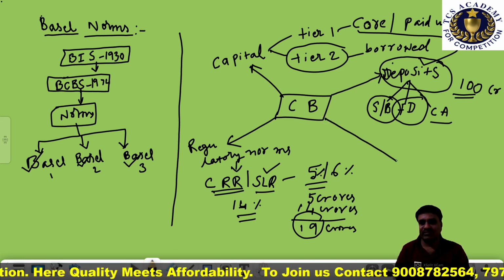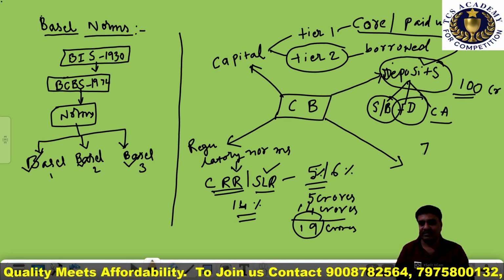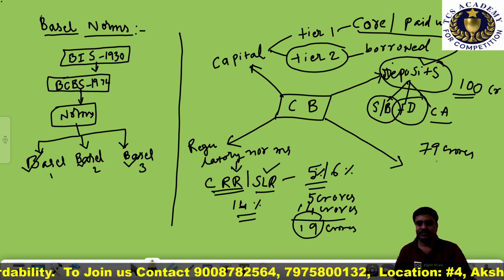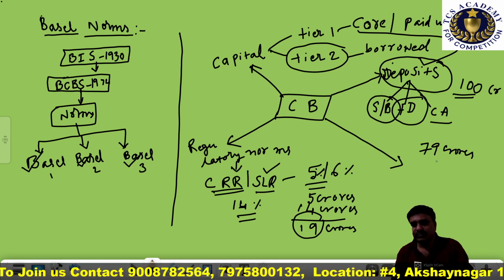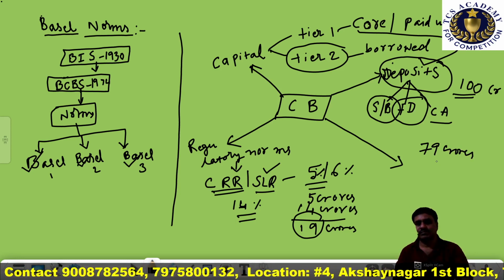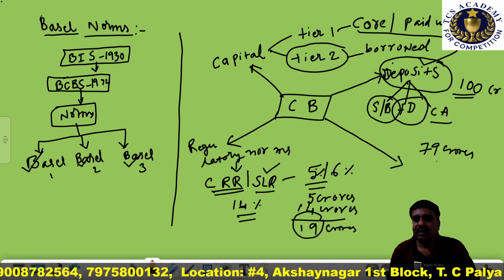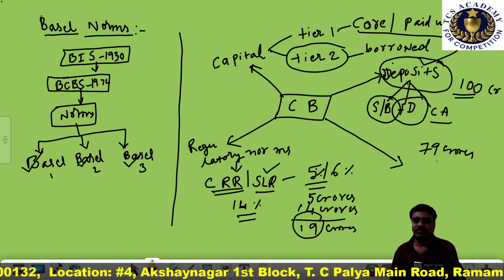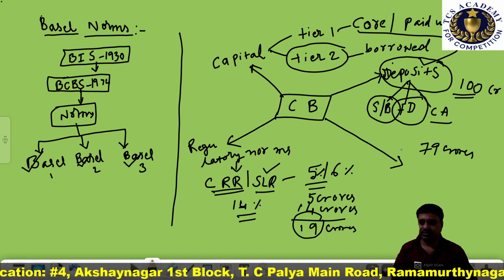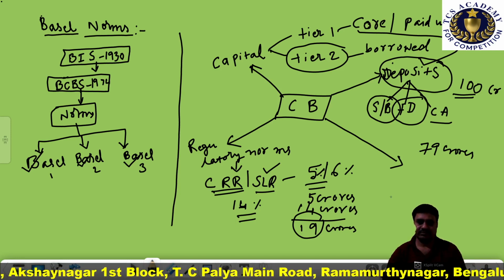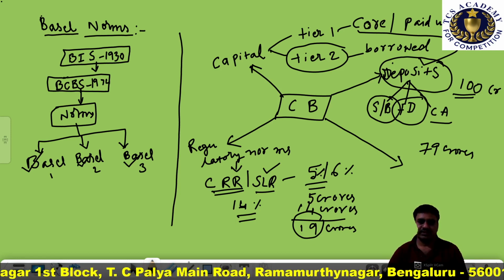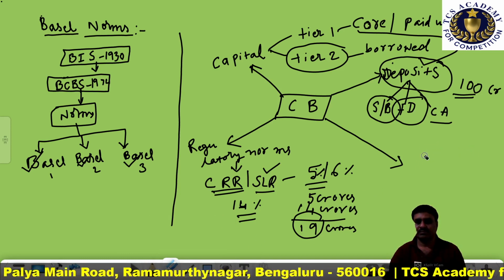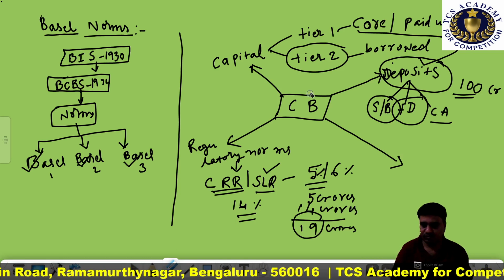What will the banker do with 79 crores of money? Okay, not 79, it's 81 crores.